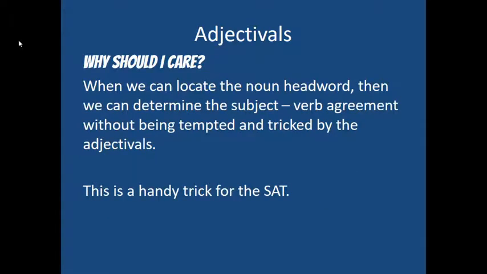So you're thinking, okay, great. Why do I even care? I understand. Sometimes you wonder that. So when we can locate the noun head word, when we can figure out where that guy is, we can determine the subject and the verb agreement without being tempted or tricked by the adjectivals. And that's a handy trick for the SAT. Let me show you what I mean.